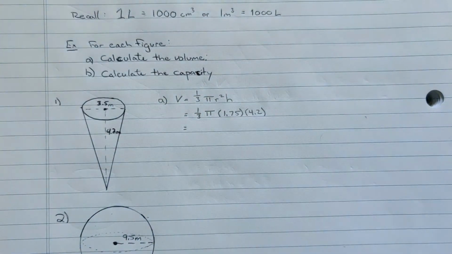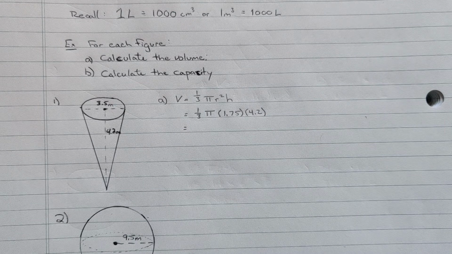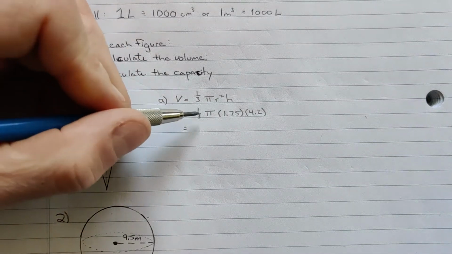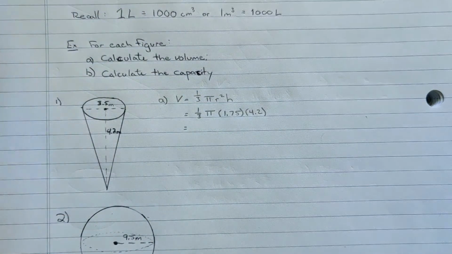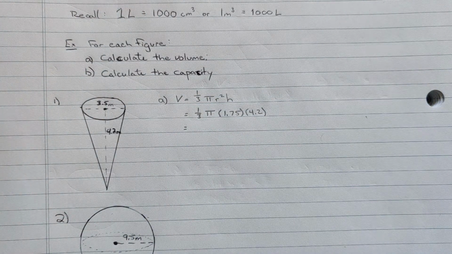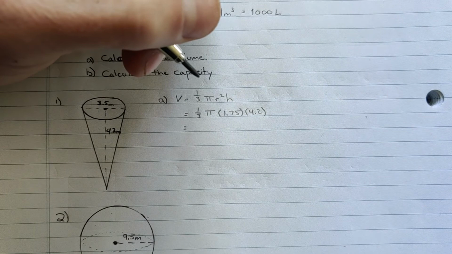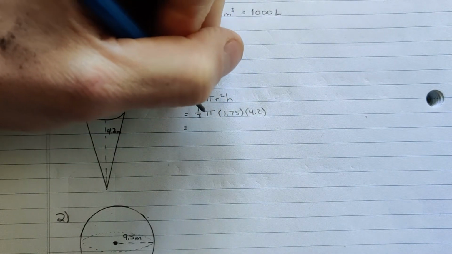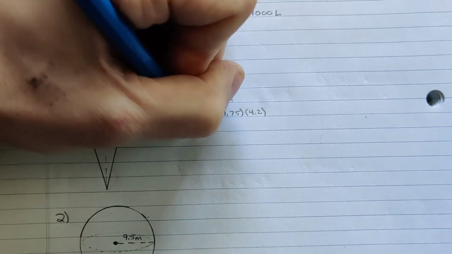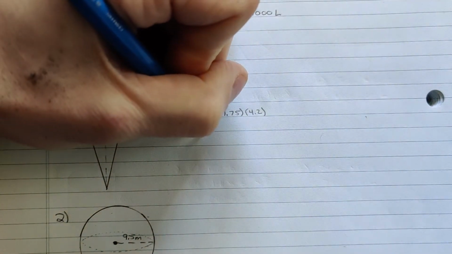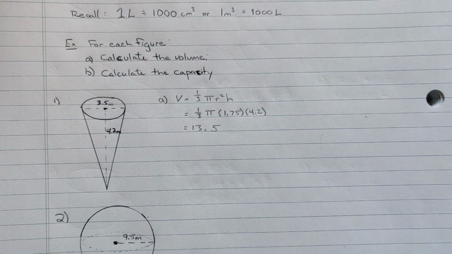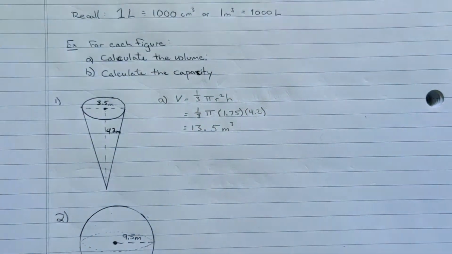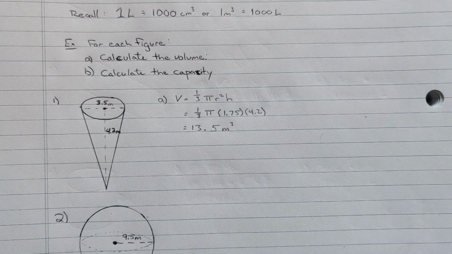So we get all that together, and then in our calculator you could type in 1 divided by 3 times pi times 1.75 squared times 4.2 if you have a pi button on your calculator. If you don't have a pi button on your calculator, it's okay. You can use 3.14. And you should approximately get the number 13.5, and that would be meters cubed. So you get approximately 13.5 meters cubed for your volume.